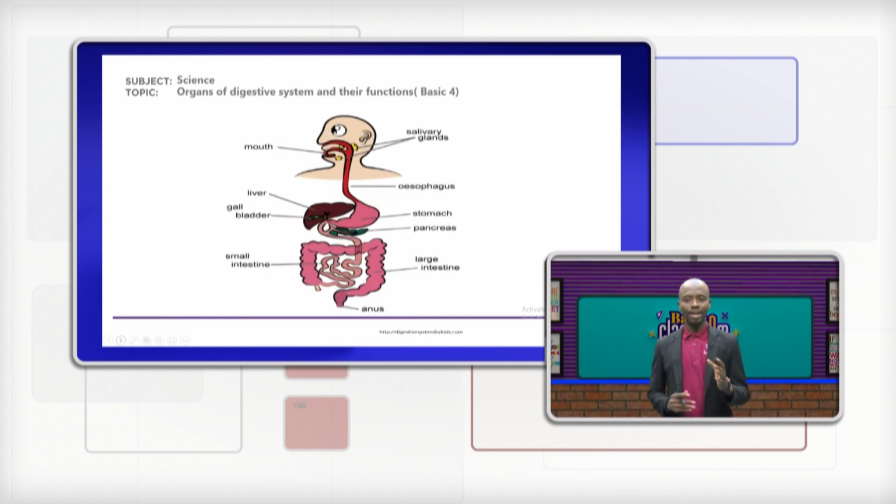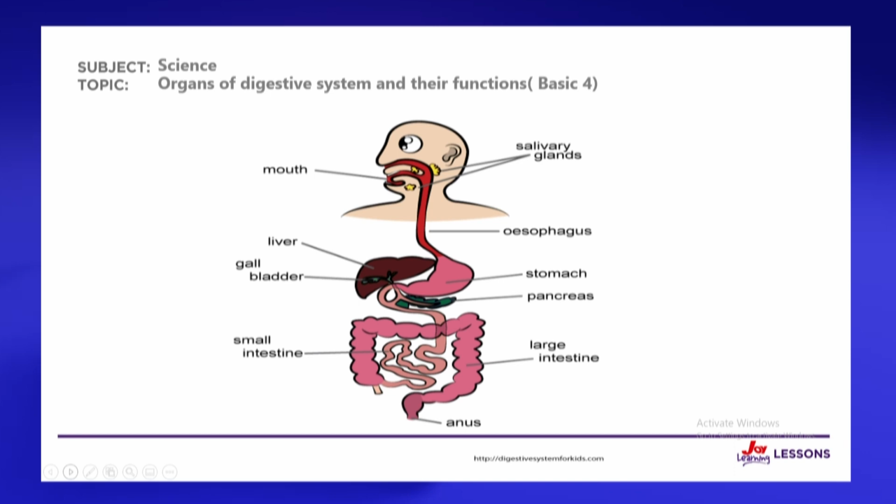All right, so let's look at the parts again, the parts or organs of the digestive system. So we have the mouth and the salivary glands. Remember, salivary glands produce salivary amylase that breaks down carbohydrates or starchy food. So we have the esophagus. Another name for esophagus is food pipe. You can mention food pipe or gullet, G-U-L-L-E-T.